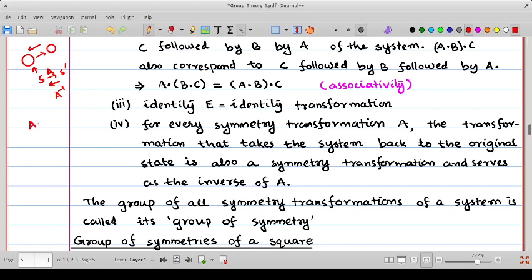Now the composition of A and A inverse is actually the following. A inverse takes S dash to S and A takes S to S dash.